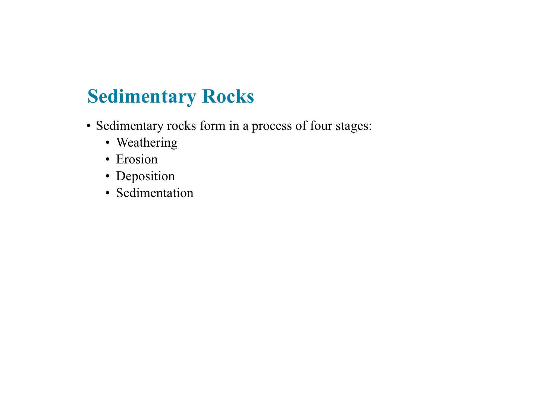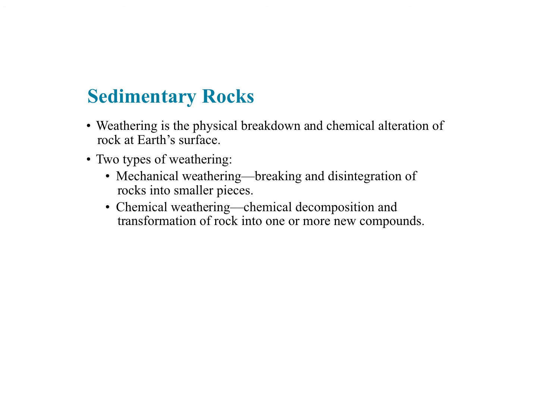Now, the next classification of rock is what are called sedimentary rocks. And so sedimentary rocks are rocks that form in a process of four stages. There's weathering, erosion, deposition, and then finally sedimentation. And we'll talk about what these mean. So weathering is the physical breakdown and chemical alteration of a rock at the Earth's surface. And there are two basic types: mechanical weathering and chemical weathering.